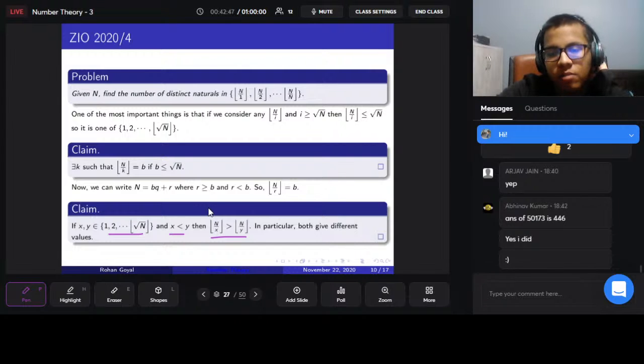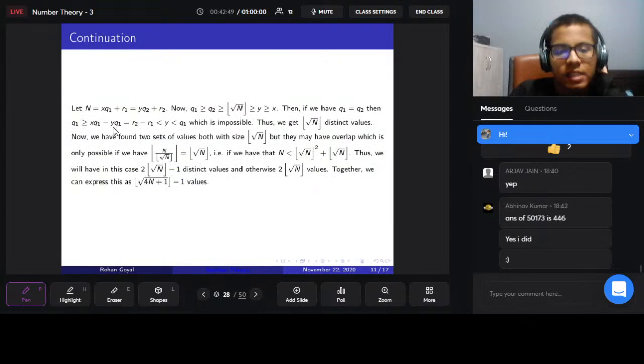Okay, so how do we prove this claim? Let's assume that n equals x q1 plus r1 and y q2 plus r2. Obviously q1 is greater than or equal to q2 because x is less than y. Both are also greater than or equal to floor of root n because x and y are less than or equal to root n. So this is greater than or equal to y, and this is actually strict, but that's kind of irrelevant. So if we have q1 equal q2, then this would be true.